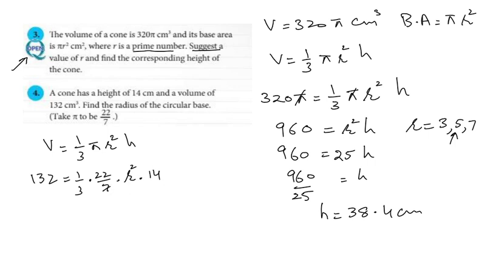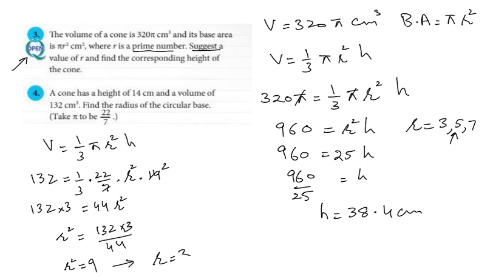It will be cancelled, like 7 2s are 14, and we have 132 multiplied by 3, which is equal to 22 2s are 44, and it is 44 r square. Further, r square is equal to 132 multiplied by 3 divided by 44. Using these values in calculator, we get r square equals 9, and this gives r to be equal to 3.